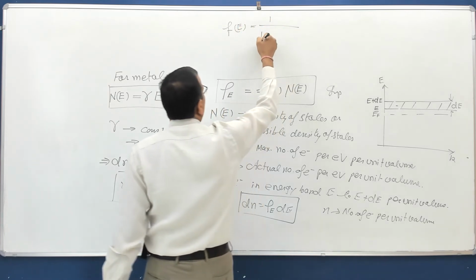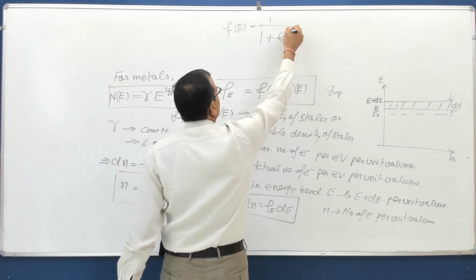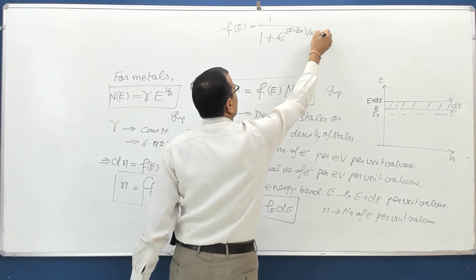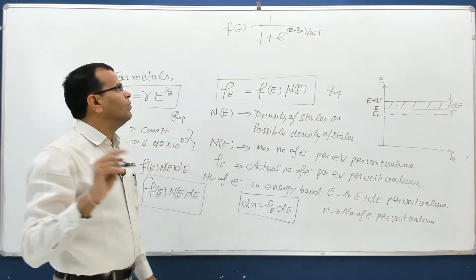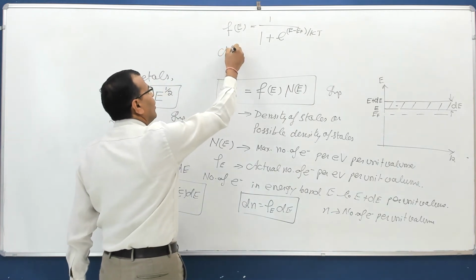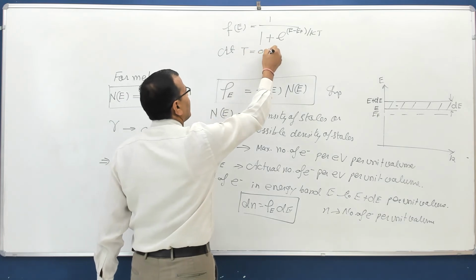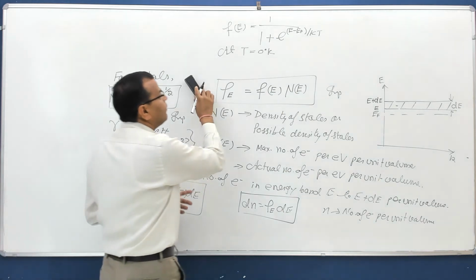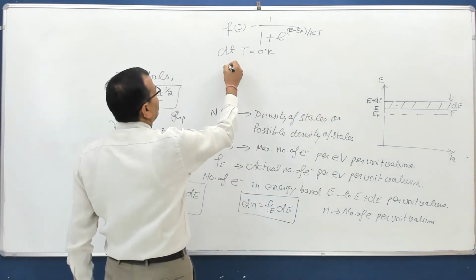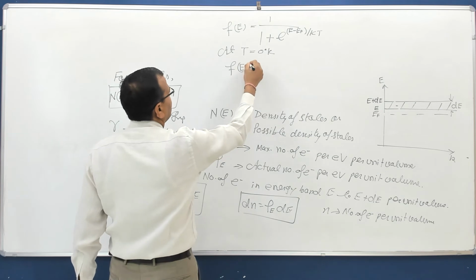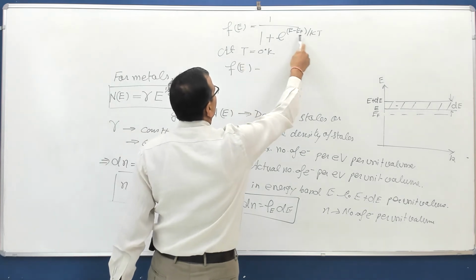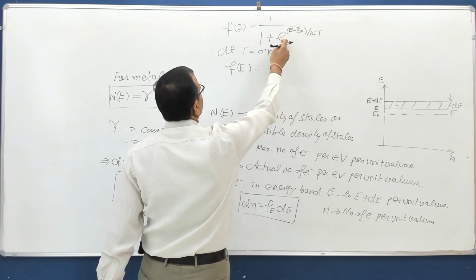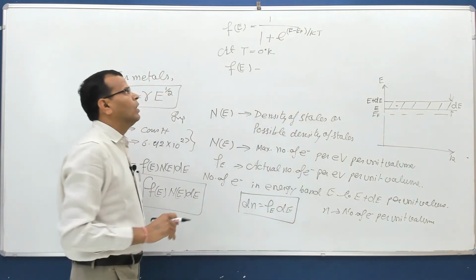1 by 1 plus e raised to power (E minus EF) by kT. I will assume absolute 0, at T equal to 0 Kelvin. At T equal to 0 Kelvin means absolute 0. What is the Fermi Dirac function? The Fermi Dirac function F(E) is equal to, you put T equal to 0 here, it will become e raised to power infinity. E raised to power infinity is nothing but infinity. If it is infinity, this will be equal to 0.